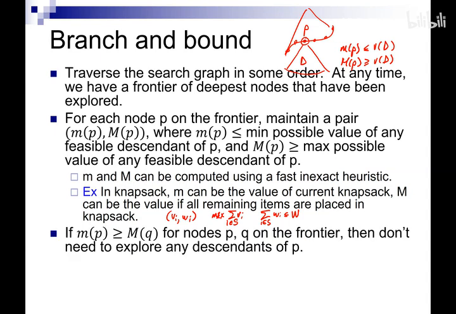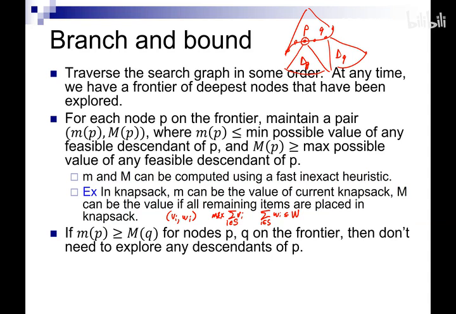Now the branch and bound method is going to say that if I have two nodes, P and Q. Let's take another node Q. So this is D sub P, these are the descendants of P, and then this node has a bunch of descendants, so D of Q.